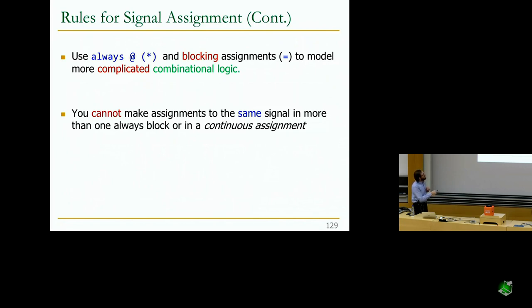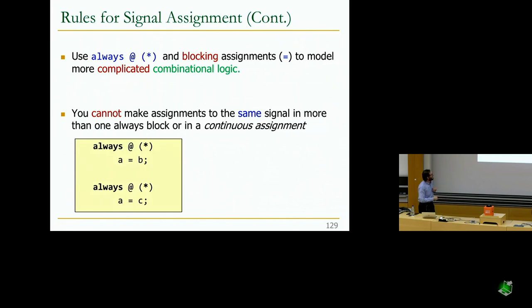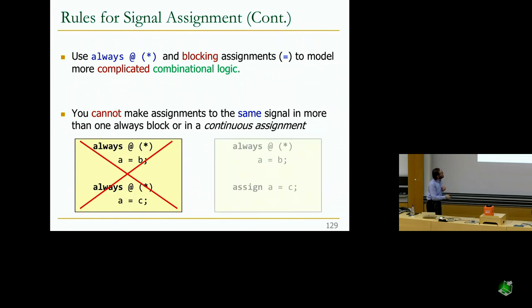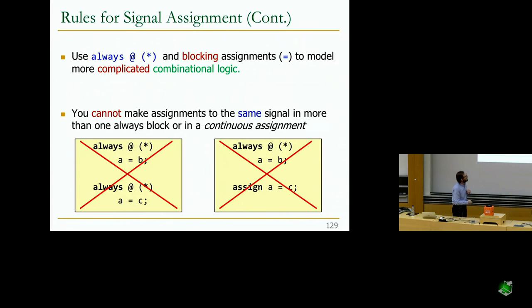You cannot make assignments to the same signal in more than one always block or in a continuous assignment, as we've discussed earlier, right? This is not allowed. At positive edge of clock is also not allowed again. And this is also true over here. Because you get confused, right? What do you do in that case? In fact, what are you trying to express here, because these are happening in parallel? Should A get B or should A get C? Same here. Should A get B or should A get C?